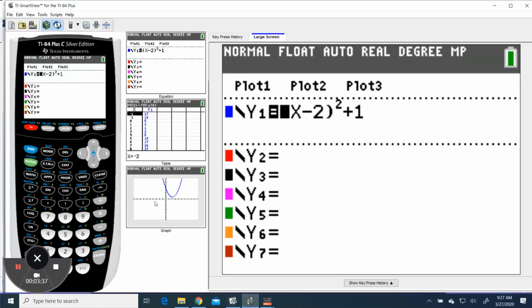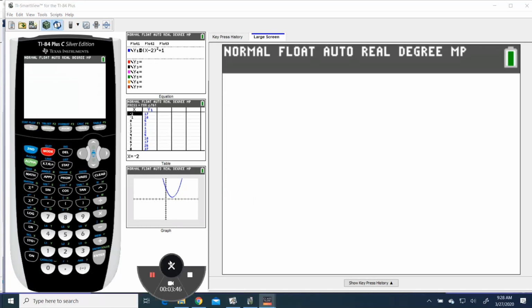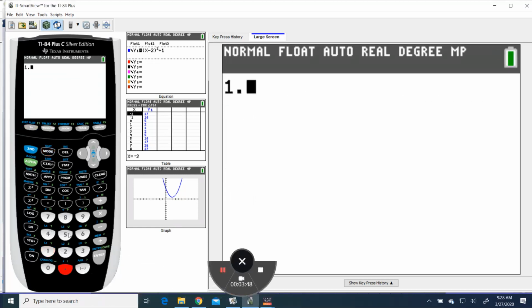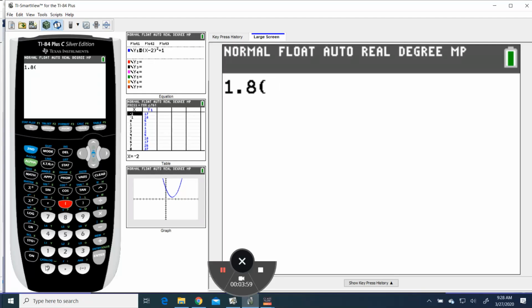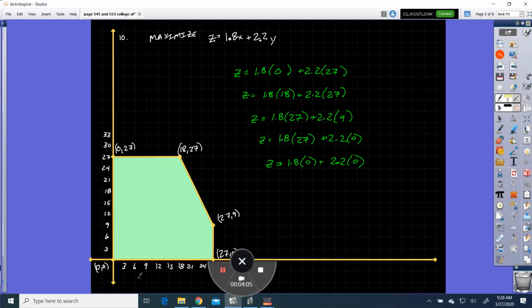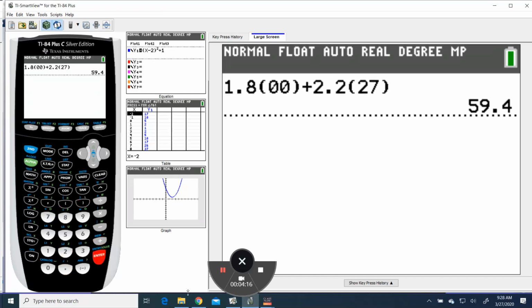So now I'm going to go to my calculator, and I'm going to type this in. 1.8 parentheses 0 on the first one. I'm going to put double zeros. There's a reason why. I'll show you in a second. 2.2 and 27. Parentheses 27. And it's 59.4.